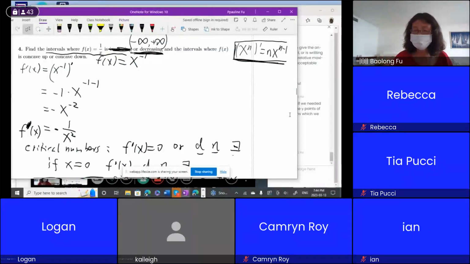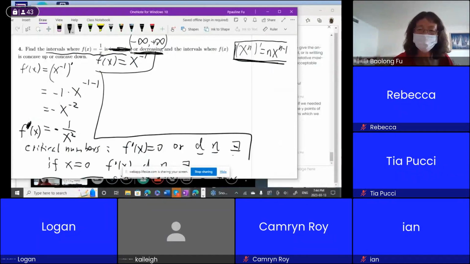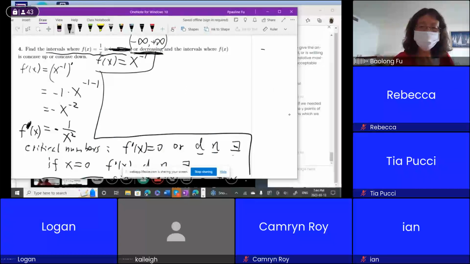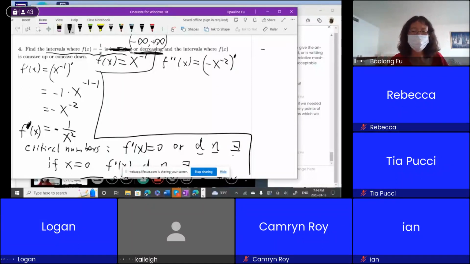Okay, we found increasing and decreasing. Next, we find concave up and concave down. To do that, we need to calculate the second derivative. We take the derivative of the first derivative, and the result is the second derivative.